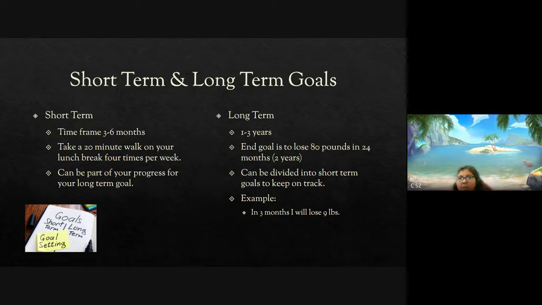So for long term, we put 1 to 3 years. The end goal is to lose 80 pounds in 24 months, which would be 2 years. It can be divided into short-term goals to keep on track. Example, in 3 months, I will lose 9 pounds. So that's 3 pounds a month you want to keep yourself to. And you can keep a running tally of days in a row you've worked on your goal. The days you missed, just because you missed them doesn't mean you're going to sabotage yourself.